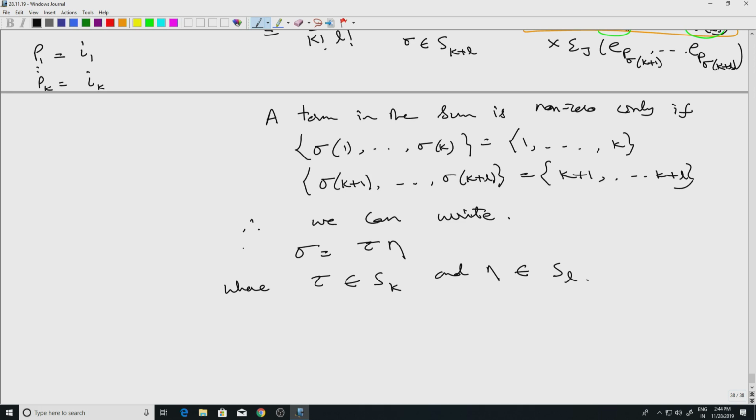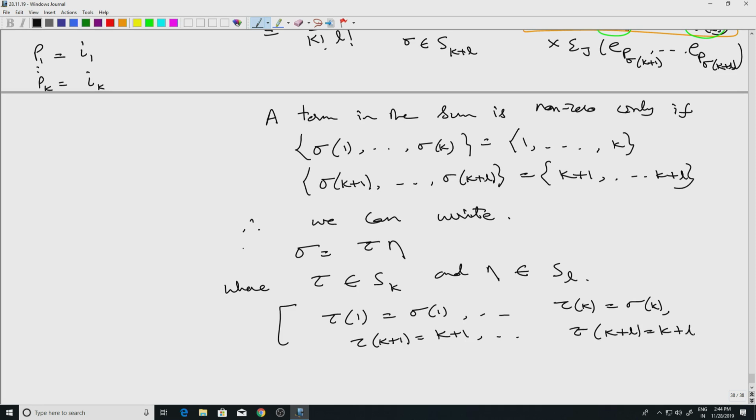So it's quite clear what tau and sigma have to be. It's essentially, so for instance, tau is a permutation defined by tau 1 equal to sigma 1, tau k equal to sigma k, and from k plus 1 onwards nothing happens: tau of k plus L equal to k plus L.